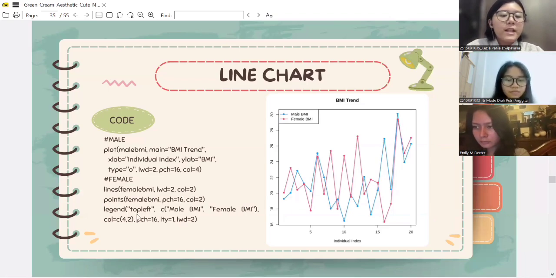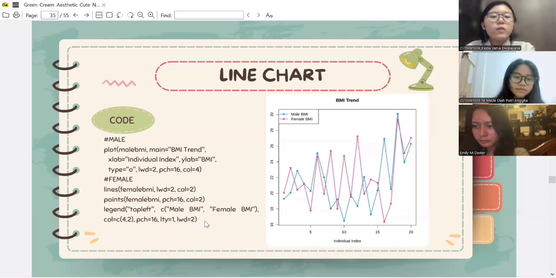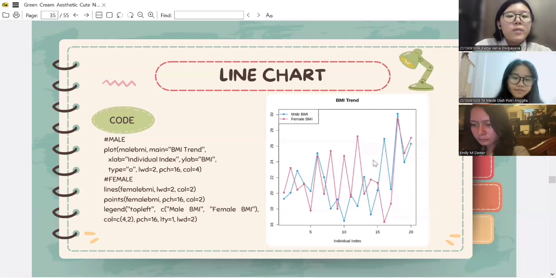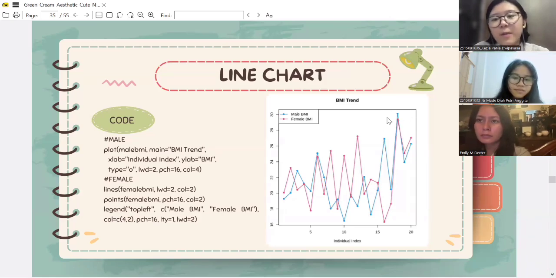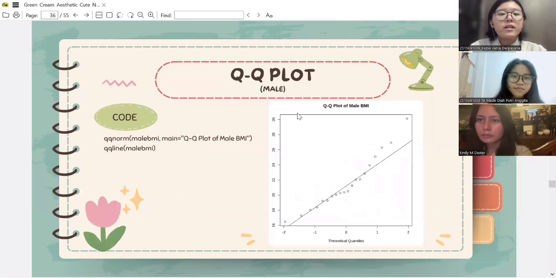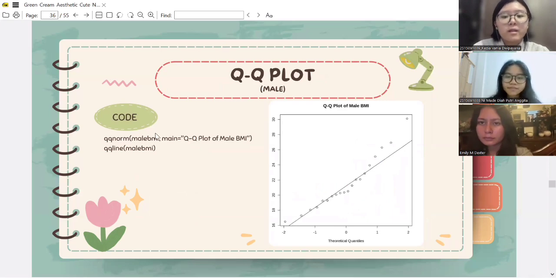As for the legend, we can place it on the top left with labels male BMI, female BMI, colors blue and red, pch equals 16, line style 1, and line width 2. Both male and female BMI values fluctuate across individuals. That is why there's no clear trend across the index, but we can see that the highest point in the male group is higher than the highest point in the female group, meaning that the maximum BMI value in the male group is greater than the maximum BMI value in the female group. Now we'll move on to the QQ plot for the male one. The qqnorm function creates a normal QQ plot for the male BMI.